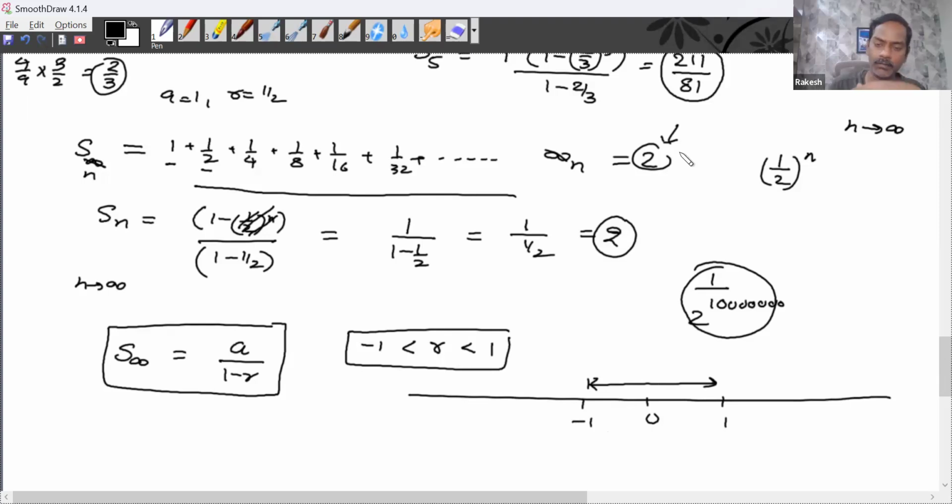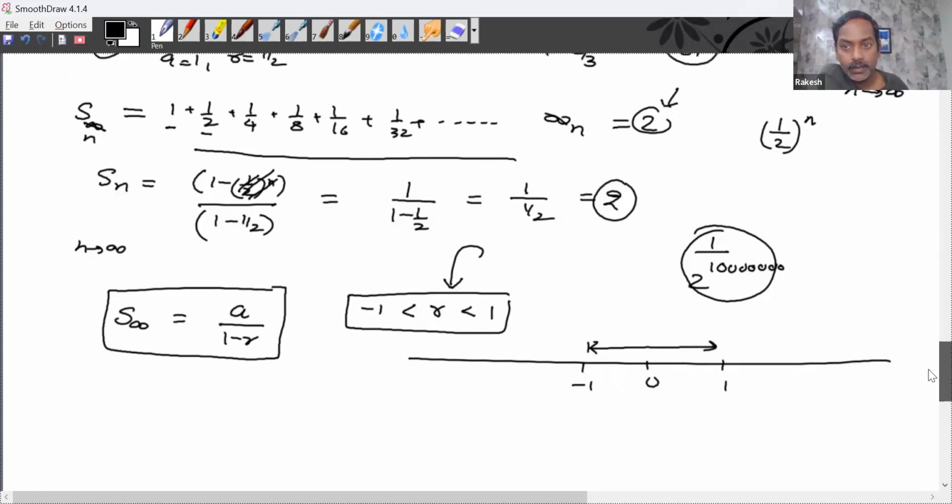In other cases, for example, if r is greater than 1 or less than minus 1, the infinite sum will tend to either positive infinity or negative infinity, right? Since infinity is of no value to us, if there is a question asking about the sum till infinity, in 99.99% of cases the common ratio should lie between these two, then only we can find it, right? So this is the sum of infinite terms. I hope you have got this formula also.